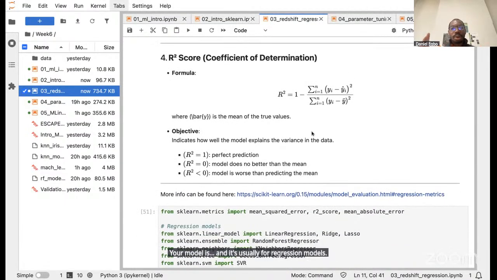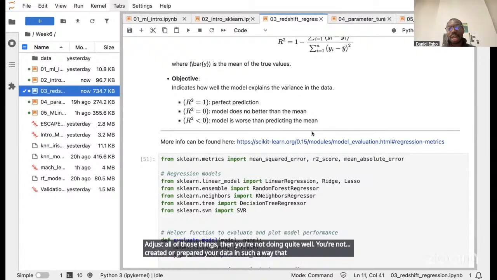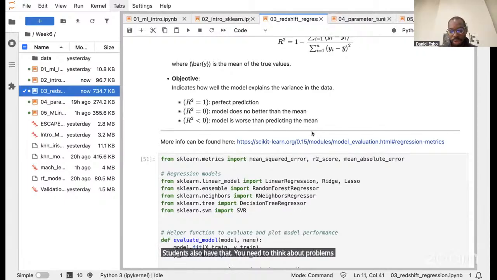But if it's somewhere around 0, it's just all of those things, then you're not doing quite well. You have not created or prepared your data in such a way that it can learn from it. Again, it is not every task that machine learning works on. So we need to also have that. You need to think about problems that machine learning can solve.